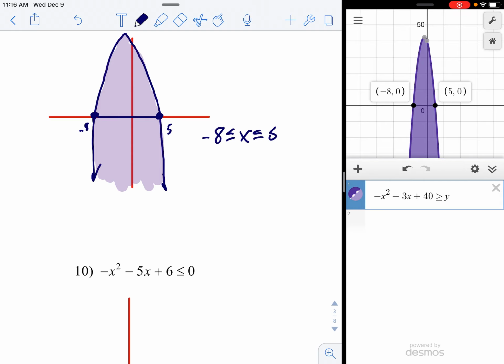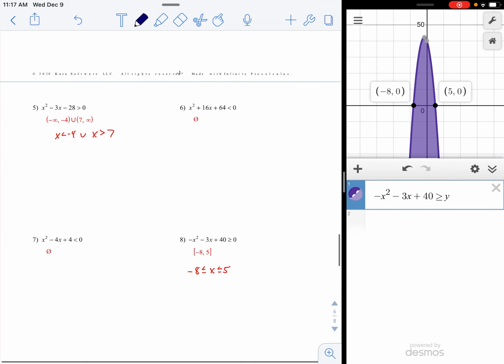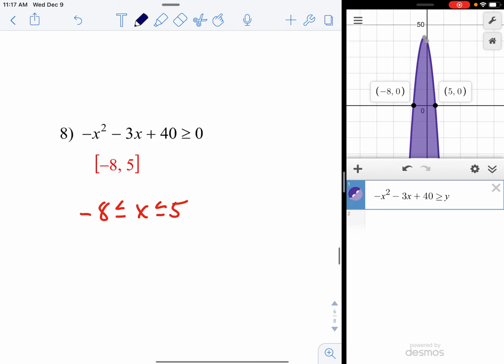That's why I can't read my own handwriting. I thought my 5 was a 6 on the different problem. Right there. We got left and right shaded in between. That's what it should look like. Let's check number 8. And there it is.